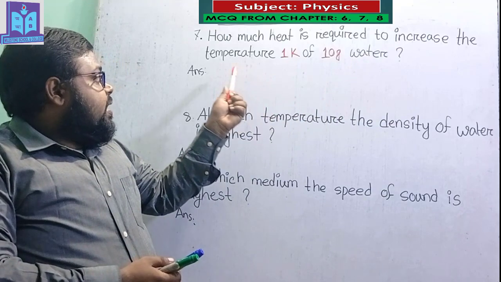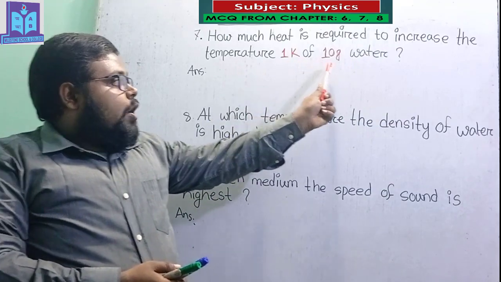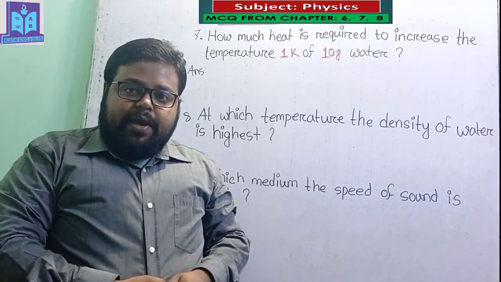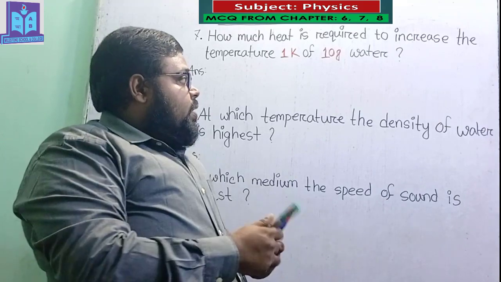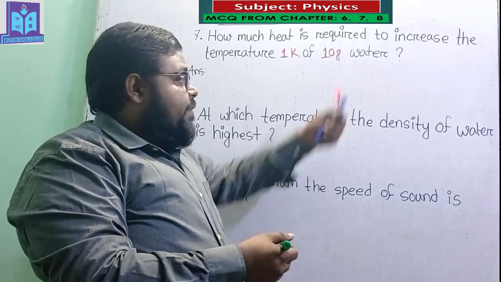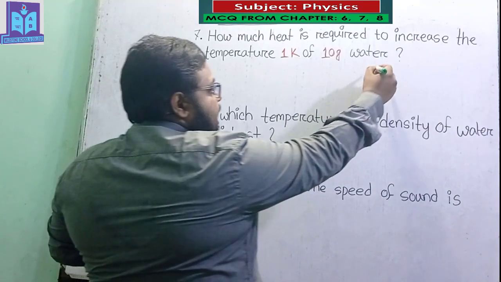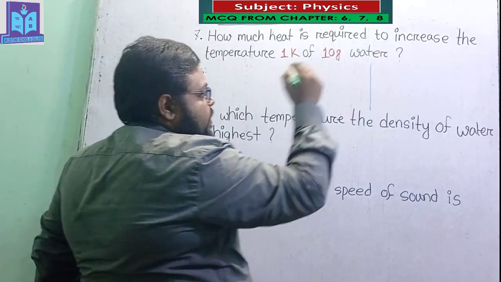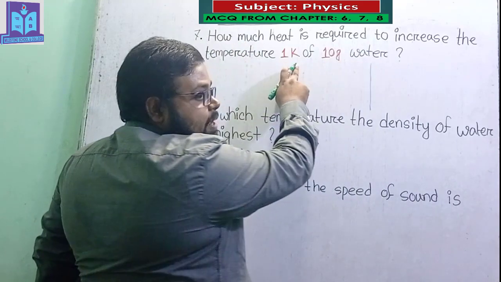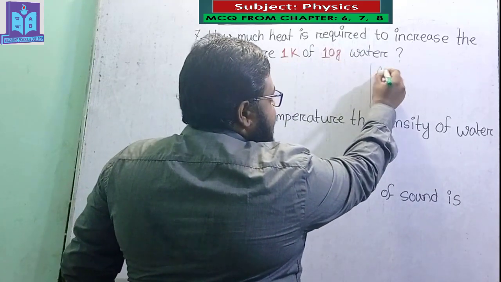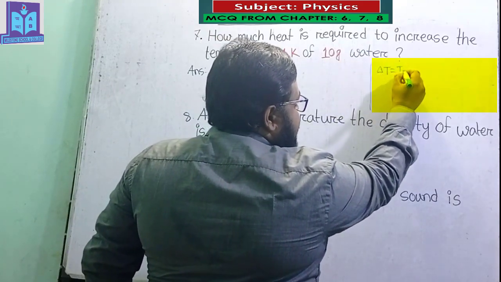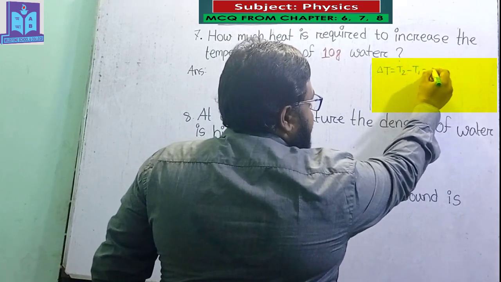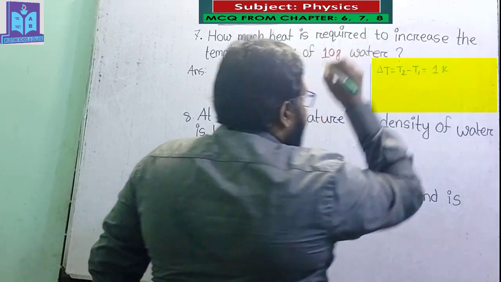This is our number 7 question, and the question is, how much heat is required to increase the temperature of 10 kg water by 1 Kelvin? So at first I have to write the given values. Here you can see the given value: increased temperature del T, or T2 minus T1, equals 1 Kelvin.